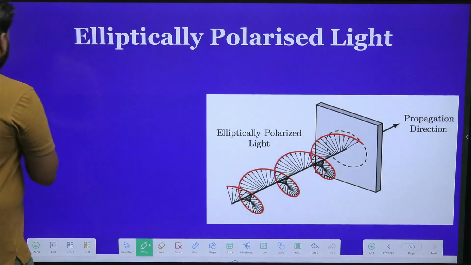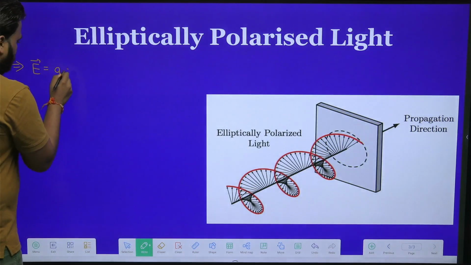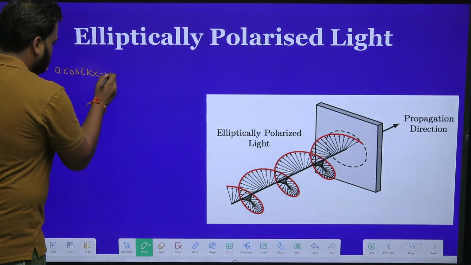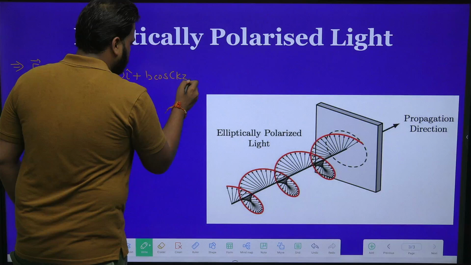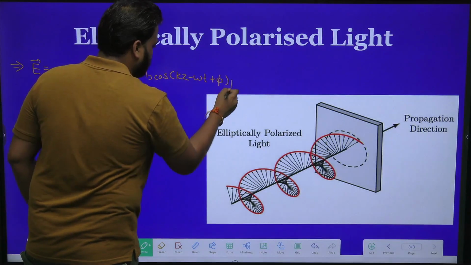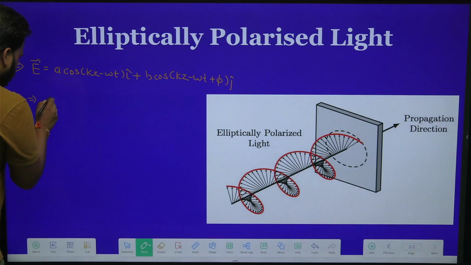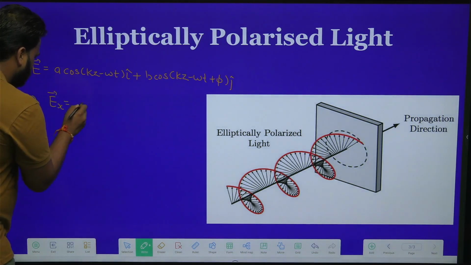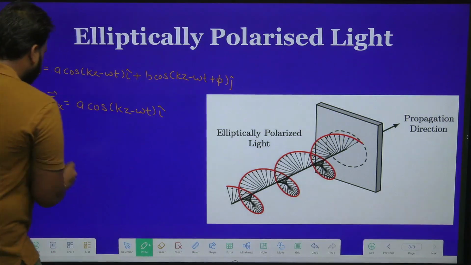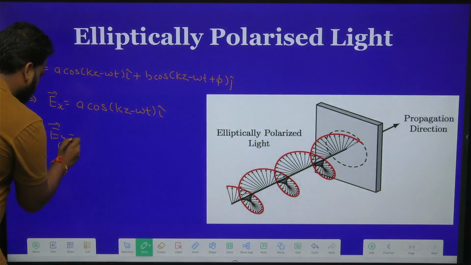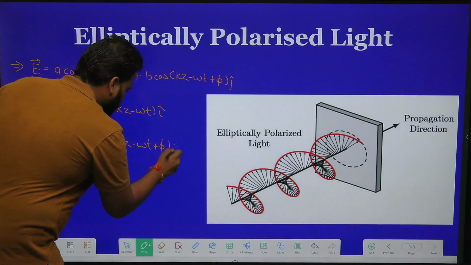If you see our video number 2, I told you, let's suppose I'm writing the electric field equation, that is A cos(kz − ωt) i cap plus B cos(kz − ωt + φ) j cap. So I have written a general equation for the electric field. The x component of the electric field, Ex, is given as A cos(kz − ωt) in i cap, and Ey will be B cos(kz − ωt + φ) j cap.